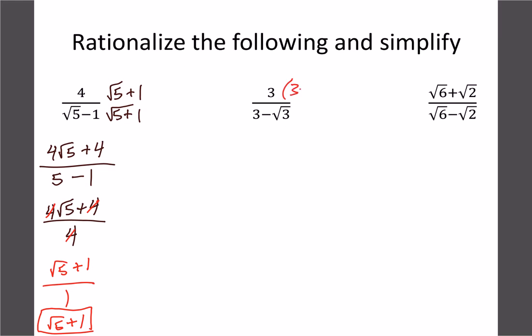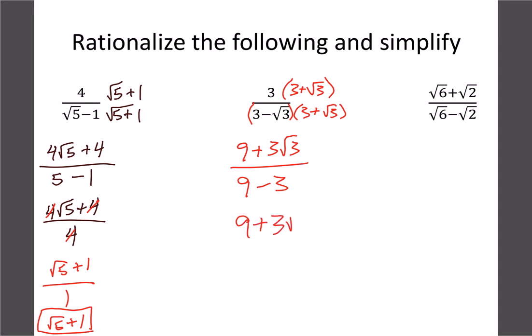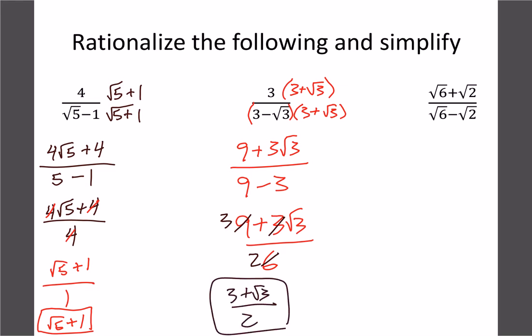Alright, the next one we got 3 minus root 3 top and bottom. So we want to times it by plus. So 3 plus root 3 would be the conjugate. So when we multiply at the top, we get 9 plus 3 root 3. FOIL at the bottom, we get 9 minus 3. We don't need to worry about the middle terms. So that gives us 9 plus 3 root 3 over 6. And once again, we can cancel out a 3 out of each term. So we'd have 3 plus root 3 over 2 would be our best final answer for that one.